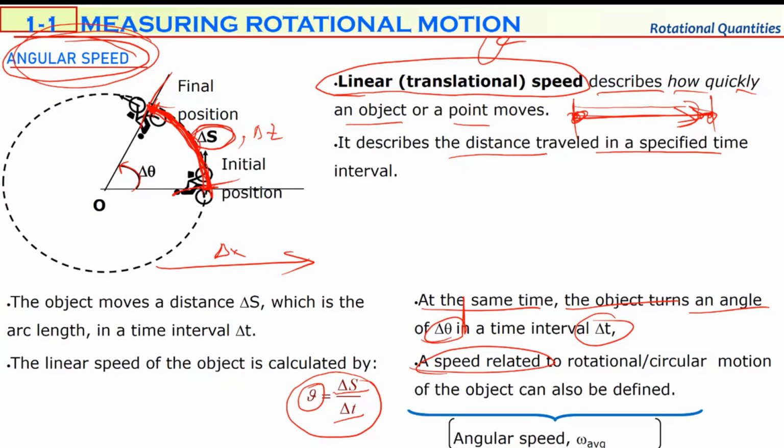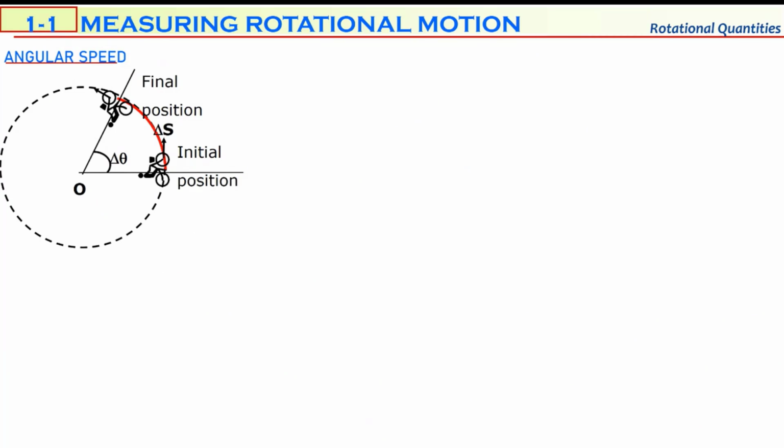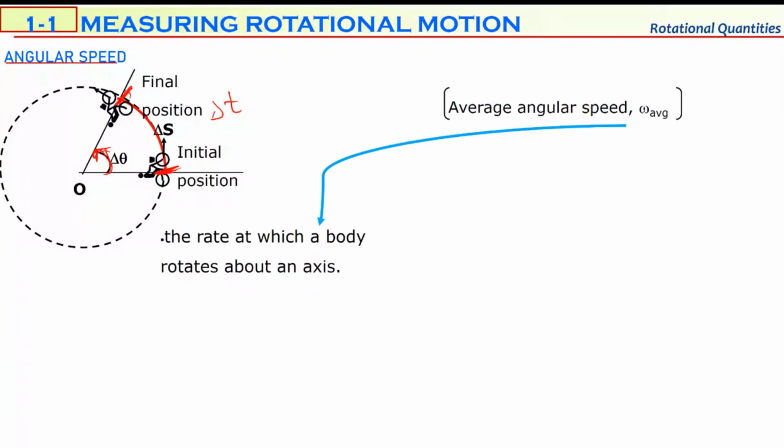Basically, angular speed will define how quickly an object is turning, how quickly angle is changing. So angular speed is defining this. If this bicycle is moving from this position to that position in a time interval delta t, the bicycle is turning an angle delta theta, the angular displacement. Average angular speed is defined as the rate at which a body rotates about an axis.